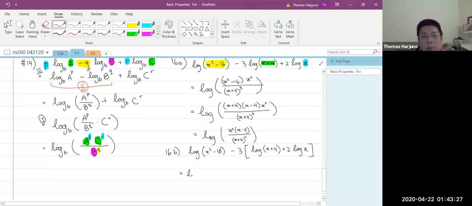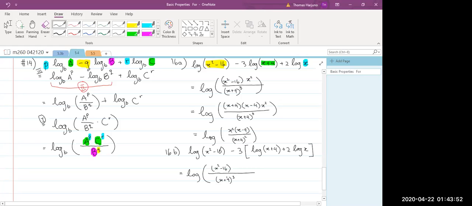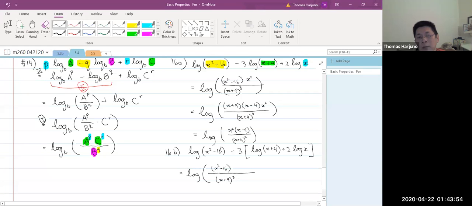Okay, so this will be log of x squared minus 16 on the top. For x plus 4, it is at the bottom with exponent 3. How about the x? It should be at the bottom. Why?